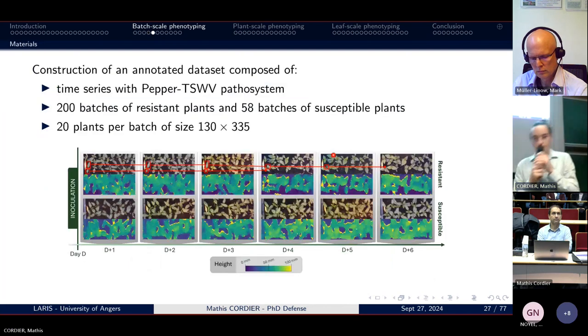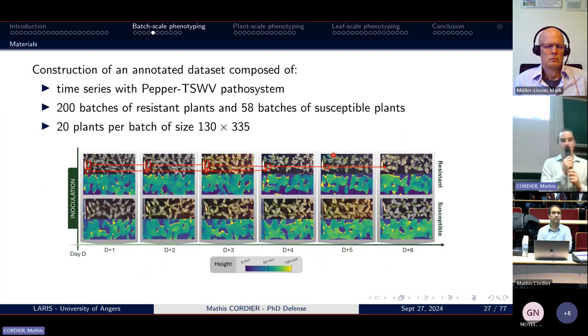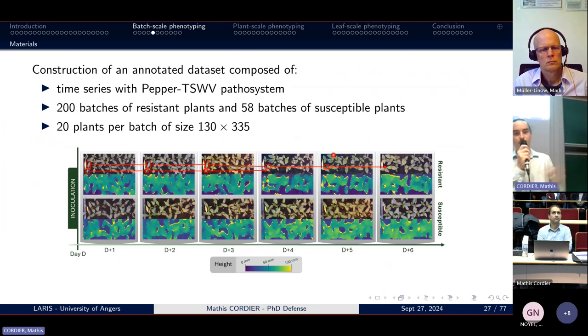So to be able to target this reaction, we constructed an annotated dataset composed of time series with the pepper TSW virus pathosystem. And it is composed of 200 batches of resistant plants and 58 batches of susceptible plants. And inside each batch, we have 20 plants. So we have quite low resolution images compared to the number of plants that we have in the batches.